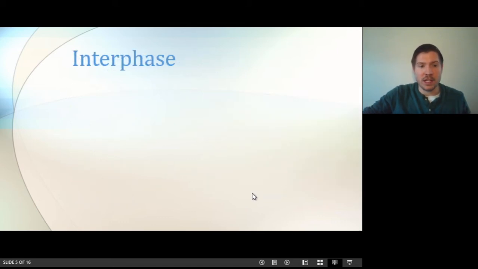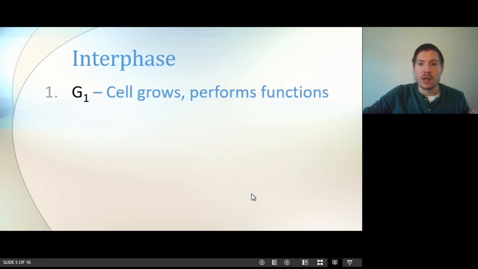Now, if we just look at interphase, it is also divided up into stages. Because this is a cycle, it's a bit iffy on which stage occurs first, but if you're starting with the cell that just divided, the first thing it will go into is G1, or gap 1, and the cell basically grows and does its job. If it's a skin cell, it protects the body. If it's an intestinal cell, it takes in food, does digestion.